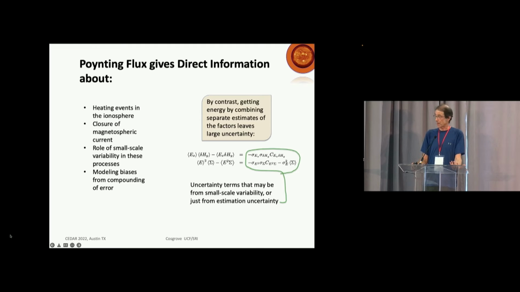Try to get the right number. So using the Poynting flux itself gets around those problems. And I think while I'm here, I want to mention that there is a difference between small-scale variability and model uncertainty. Sometimes it seems like they get kind of confused together.